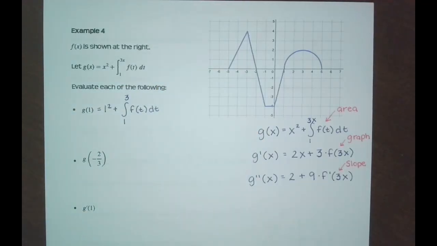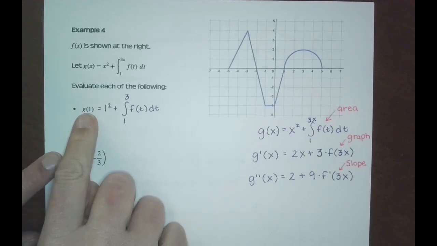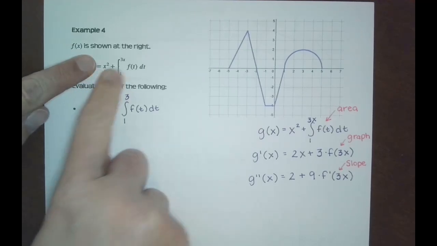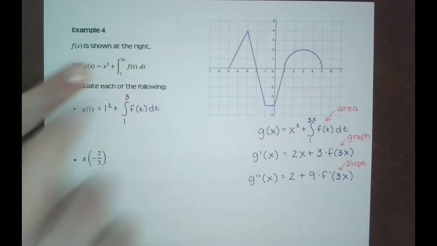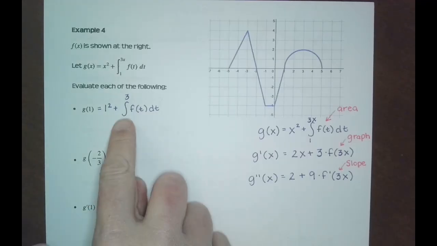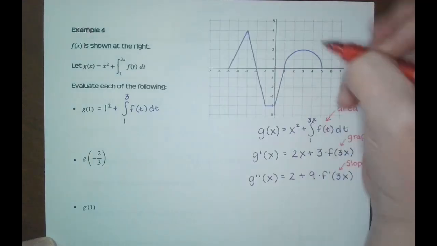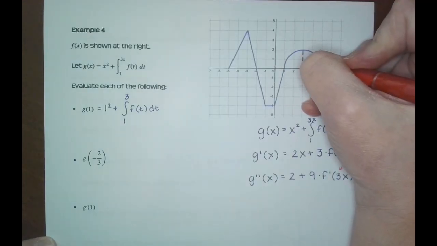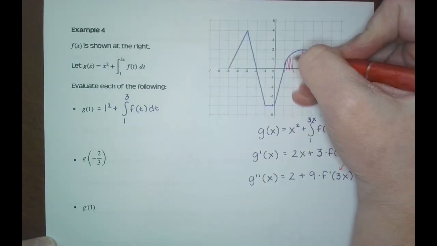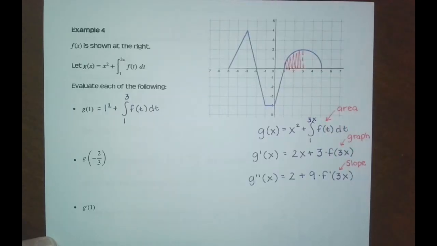Pause and make sure that makes sense to you. This 1 became my x, so I put it in for that x and I put it in for this x, right? To evaluate this piece, I need an area. So I need my area from 1 to 3. That's this area here.